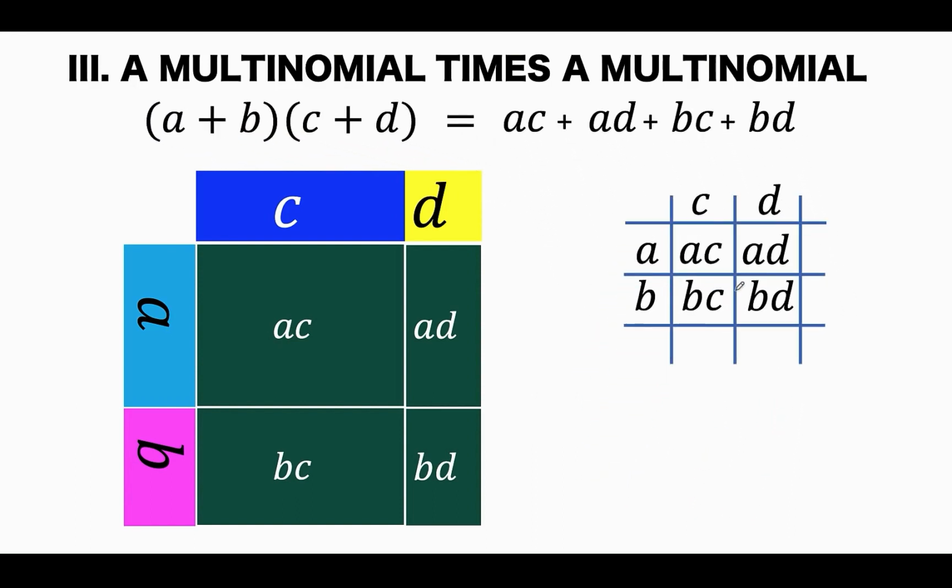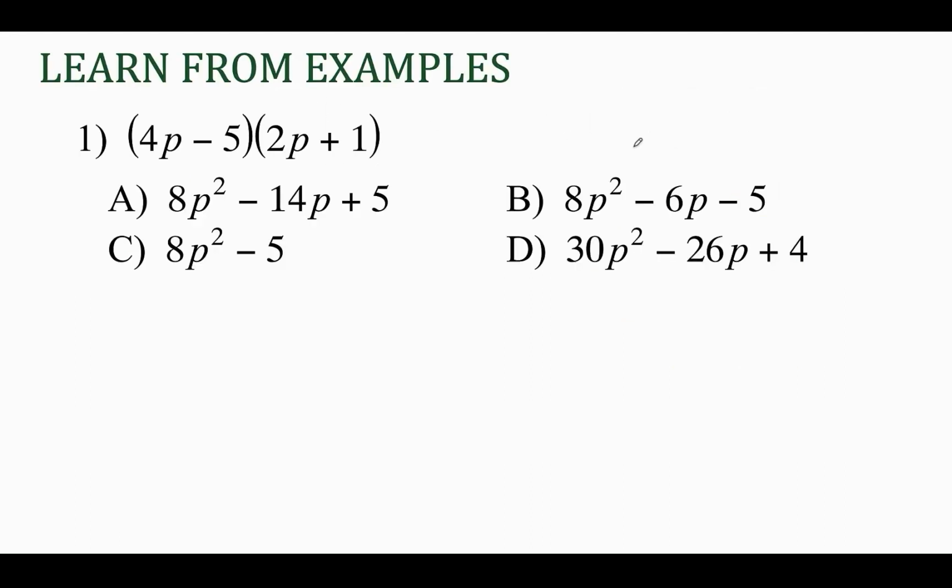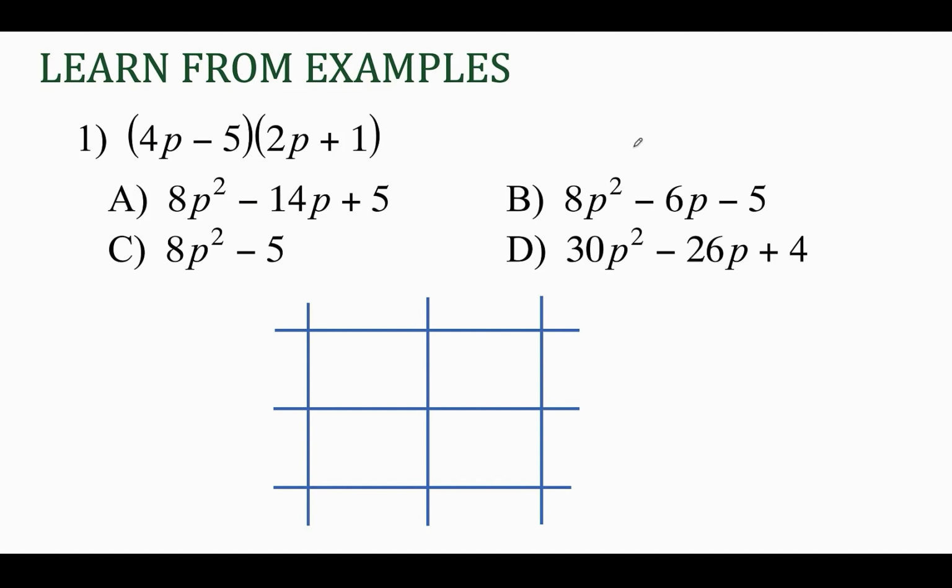The advantage of this is you can easily visually notice if you forget something because there would be a hole in your graph. But in the distribution, sometimes I forget to distribute some terms. Now let's solve this problem. The quantity 4p minus 5 times the quantity 2p plus 1. So again, let's use the grid method.